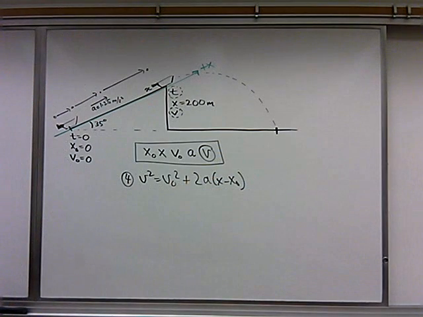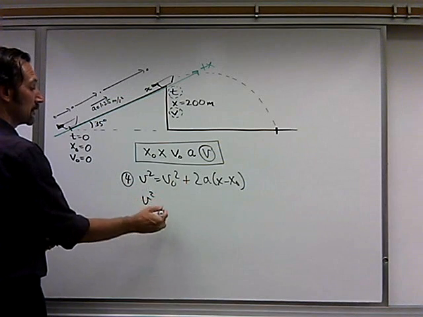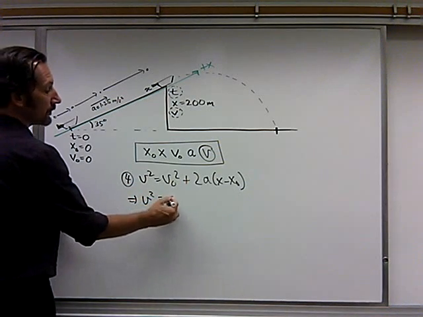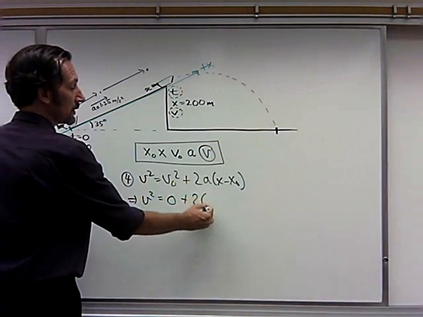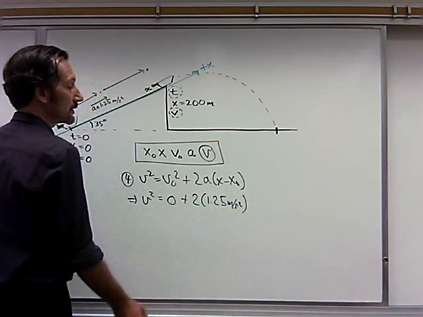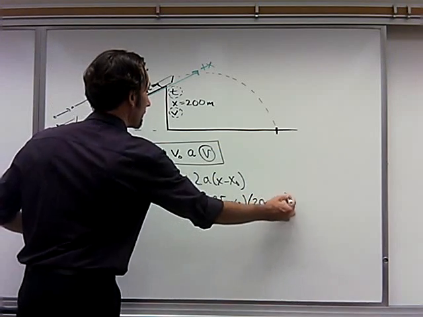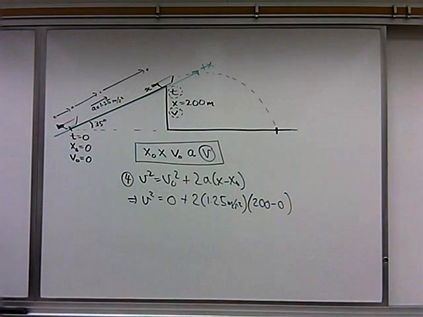Reading off the picture, we know the starting velocity, the final velocity is what we're looking for. The initial velocity was 0. The acceleration is 1.25 meters per second squared. And the final position is 200, and the starting position was 0.